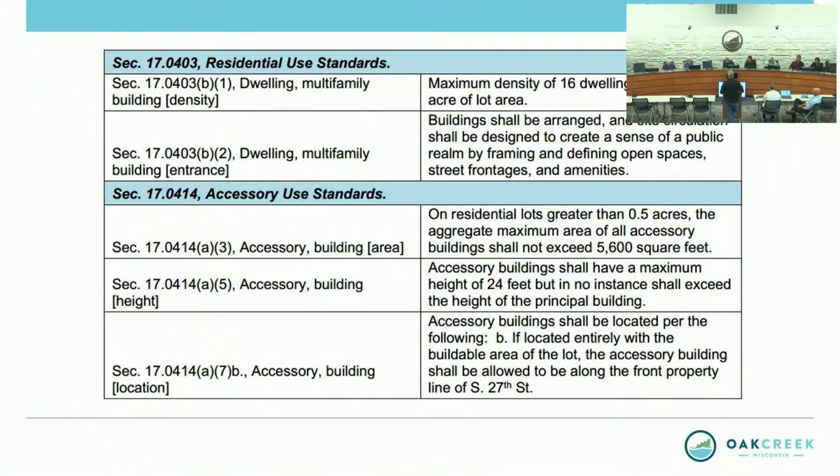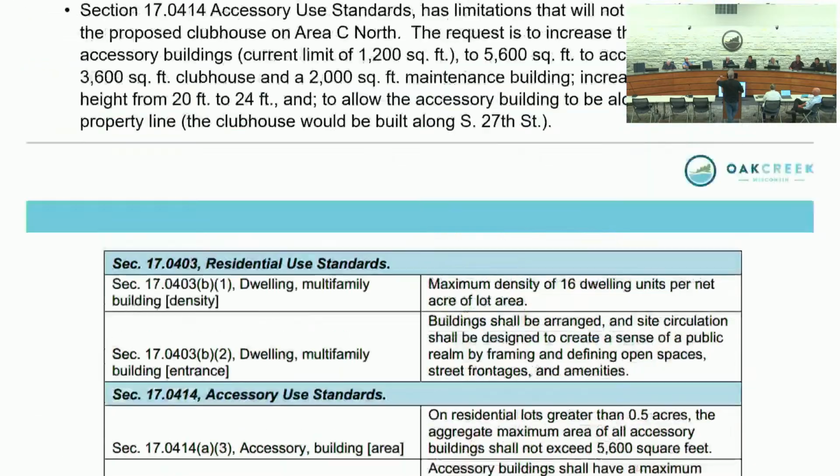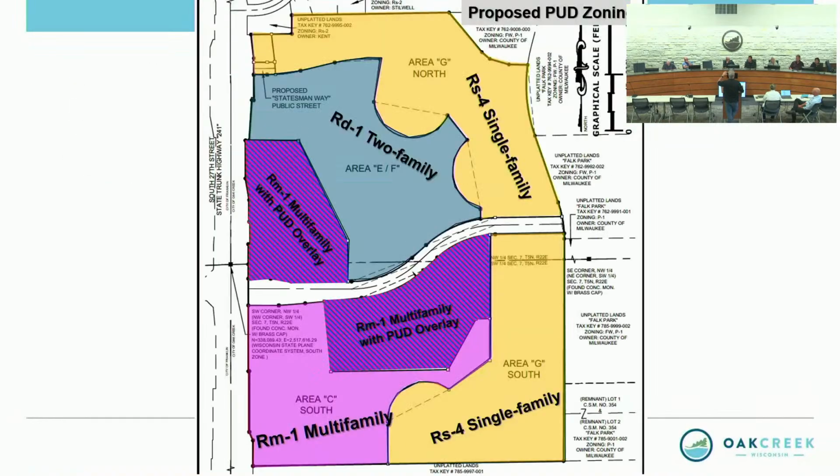So the one that's C North is the one with the 48-unit buildings. That's where we want to put the clubhouse on the corner. And code doesn't allow for a clubhouse. It only limits everything to 1,200 square feet. And so we're asking for a clubhouse and a maintenance building.